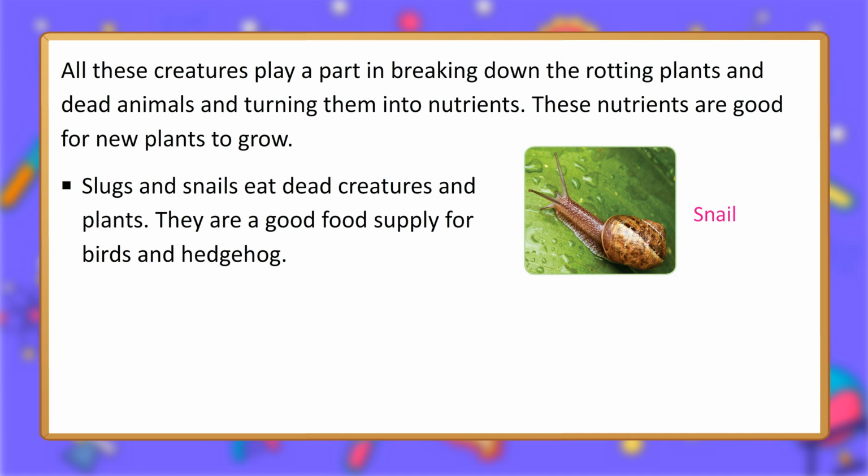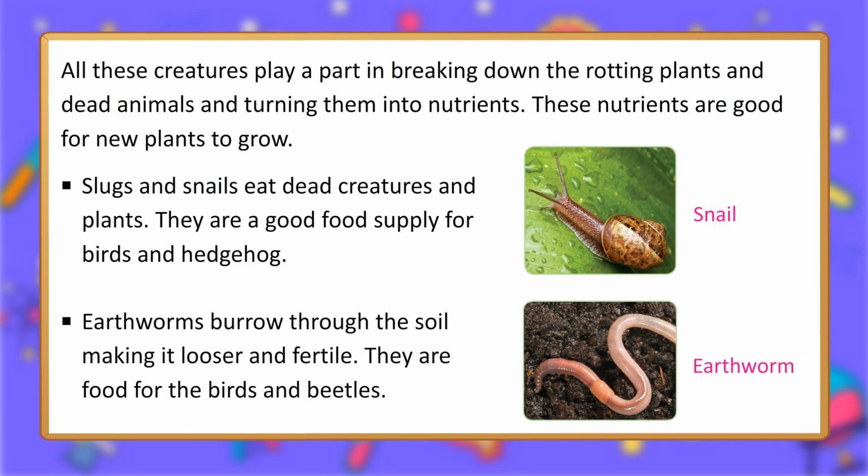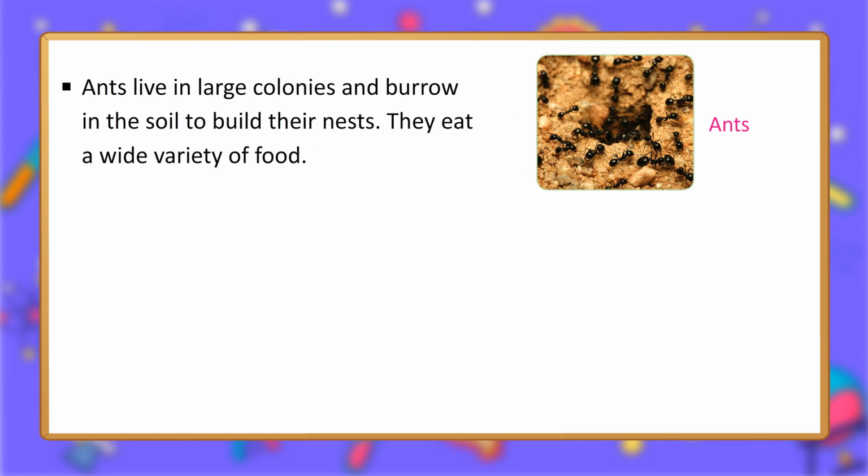Slugs and snails eat dead creatures and plants. They are a good food supply for birds and hedgehogs. Earthworms burrow through the soil, making it looser and fertile. They are food for the birds and beetles. Snail. Earthworm. Ants live in large colonies and burrow in the soil to build their nests.